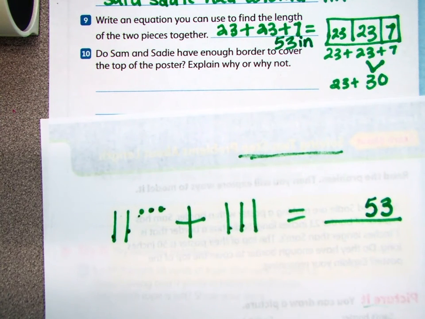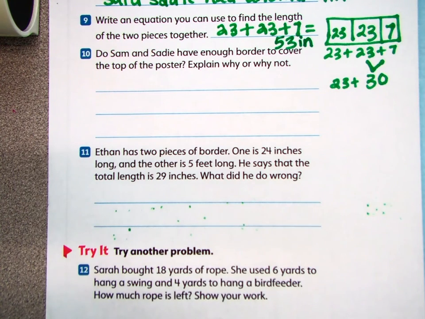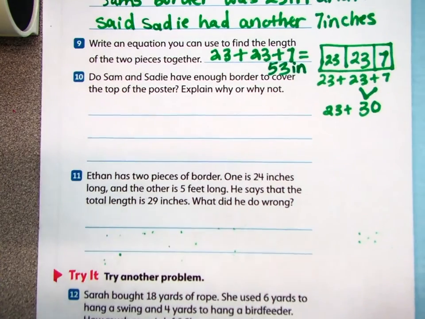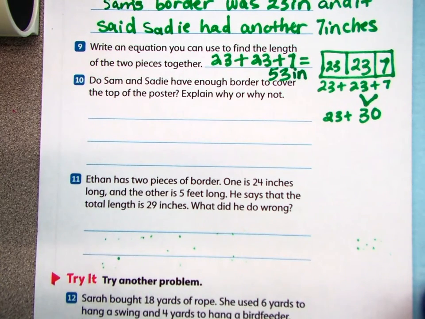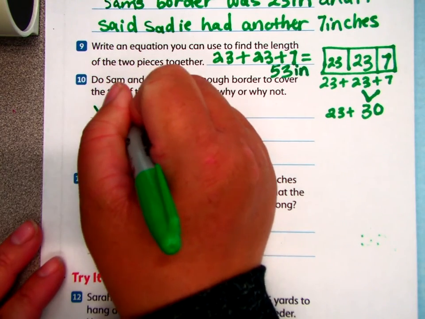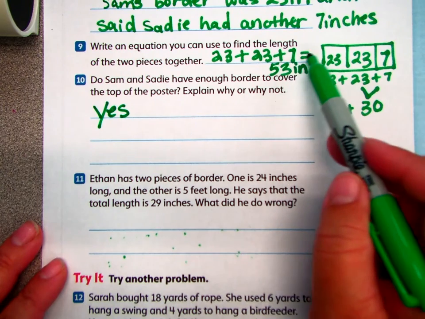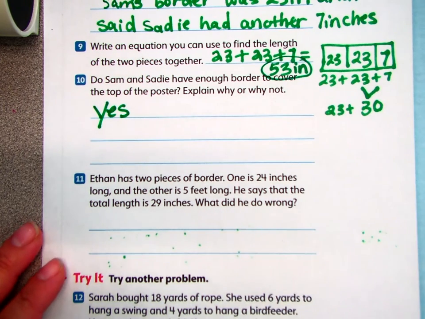Alright, could you use a number line? You could use whatever method you're more comfortable with. Okay. So let's look at 10. Do Sam and Sadie have enough border to cover the top of the poster? Explain why or why not. I'm going to say, well, yes, they do. Because we got in the previous question right here, they've got 53 inches together.